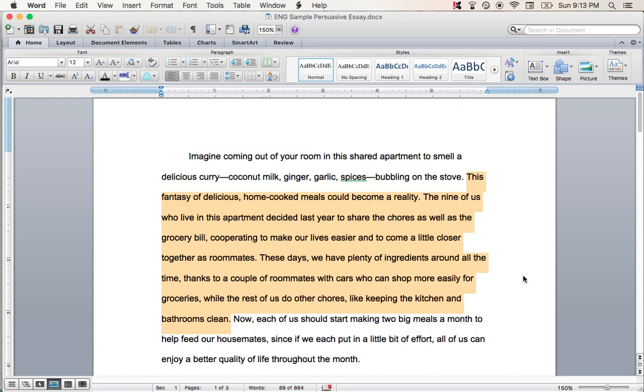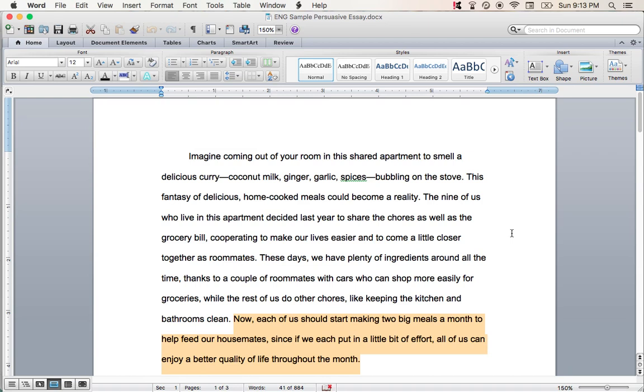And that's helpful for the writer because then he's going to suggest a new change, a new way of sharing and working together. And his suggestion of this change, his proposal of this plan, happens in the very last sentence of the introduction. "Now, each of us should start making 2 big meals a month to help feed our housemates, since if we each put in a little bit of effort, all of us can enjoy a better quality of life throughout the month."